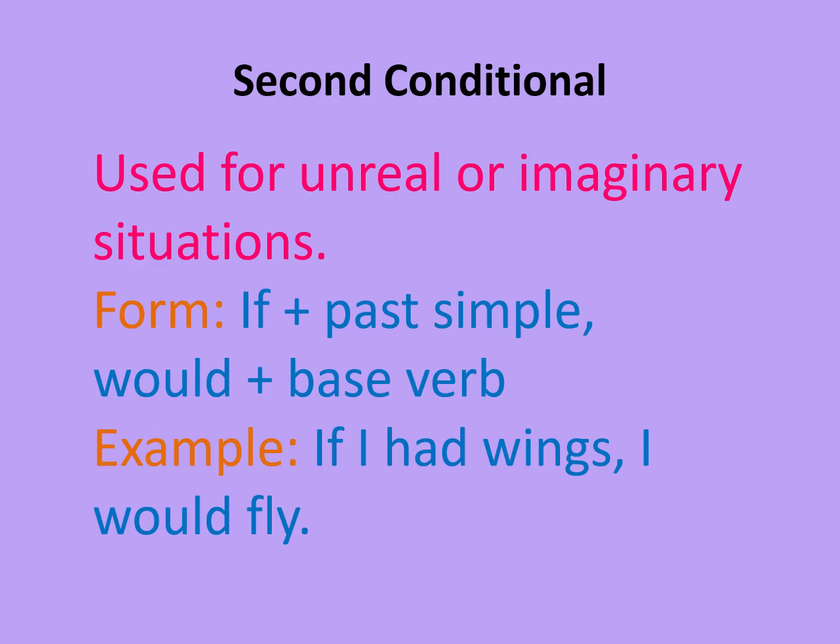The second conditional is for unreal or imaginary situations, things that are not likely to happen now. Take this sentence, if I had wings, I would fly. That's clearly imaginary, we don't have wings. We use the past simple in the if clause, even though we're not talking about the past. The structure is, if plus past simple, would plus base verb. This conditional is often used for dreams, wishes, or impossible ideas.